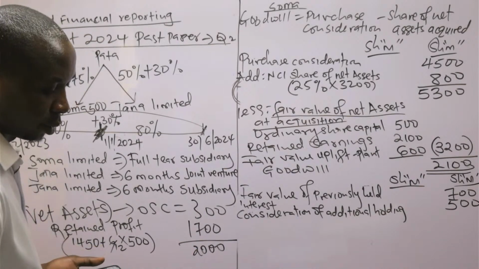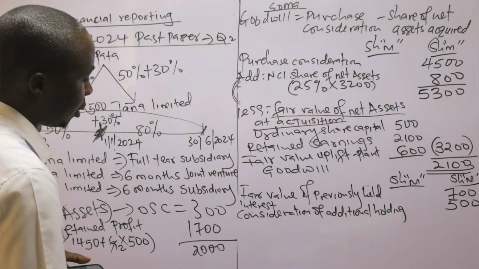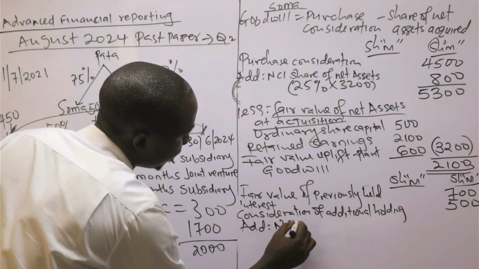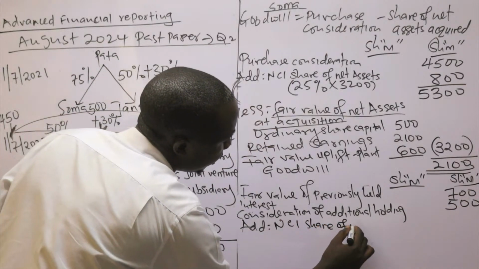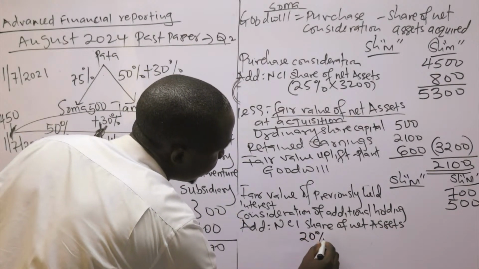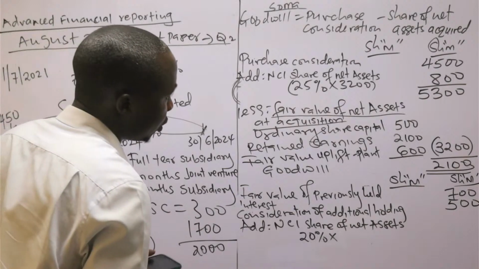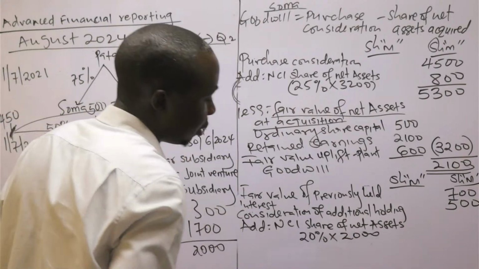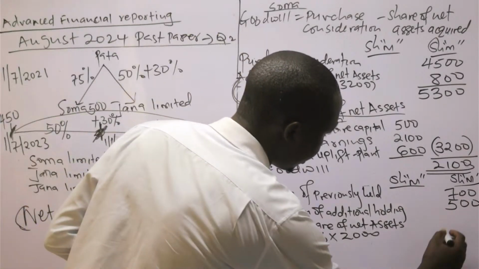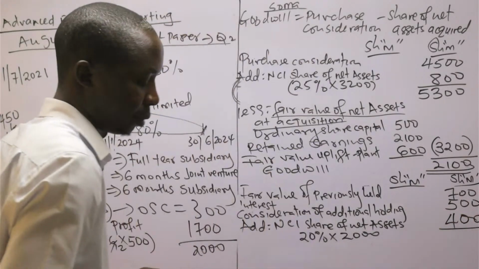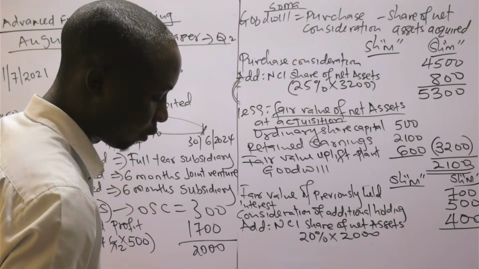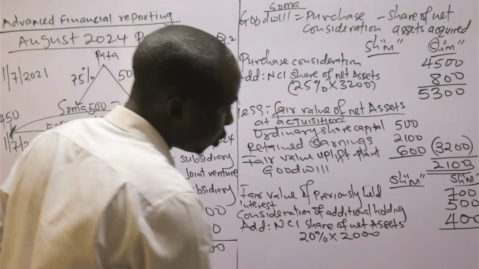So here we come and add the NCI share of net assets. Remember the percentage is 20% times 2,000, so 20% of this is 400. So the total will be 700 plus 500, that is 1,200, plus 400. It will be 1,600.